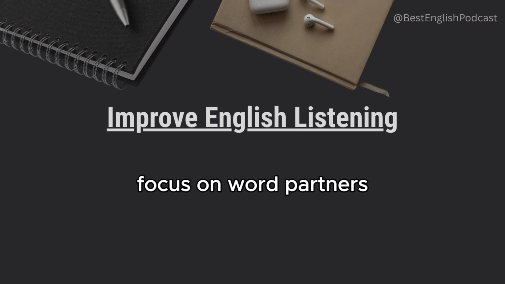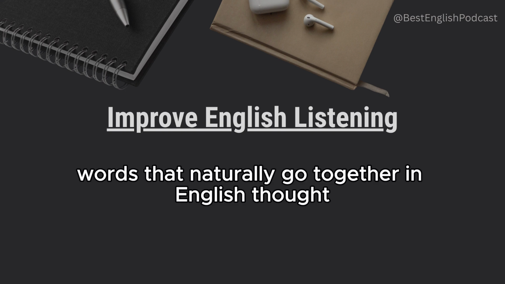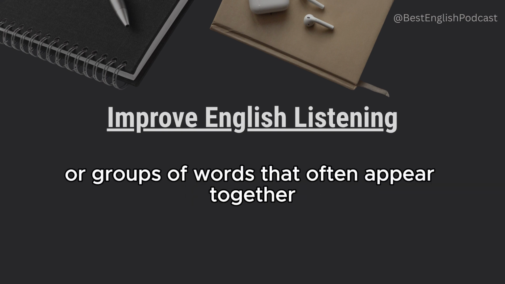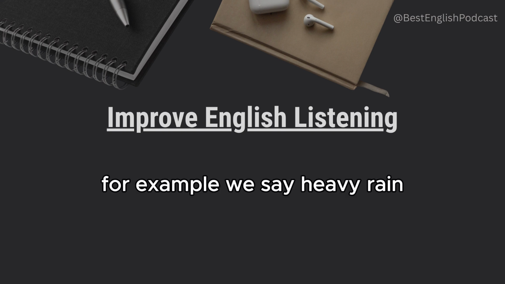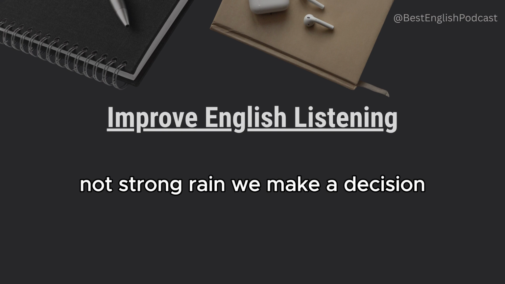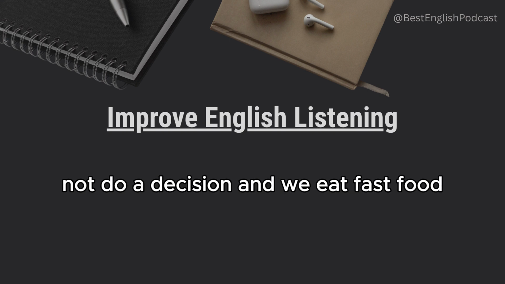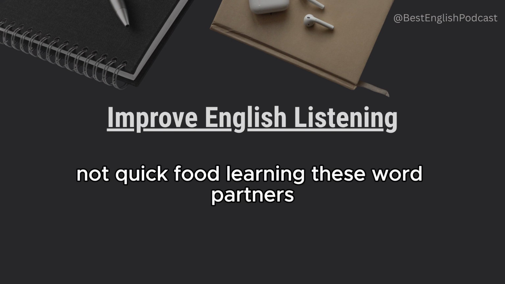Focus on word partners, words that naturally go together in English. These are pairs or groups of words that often appear together in English. They just sound right to native speakers. For example, we say heavy rain, not strong rain. We make a decision, not do a decision. And we eat fast food, not quick food.